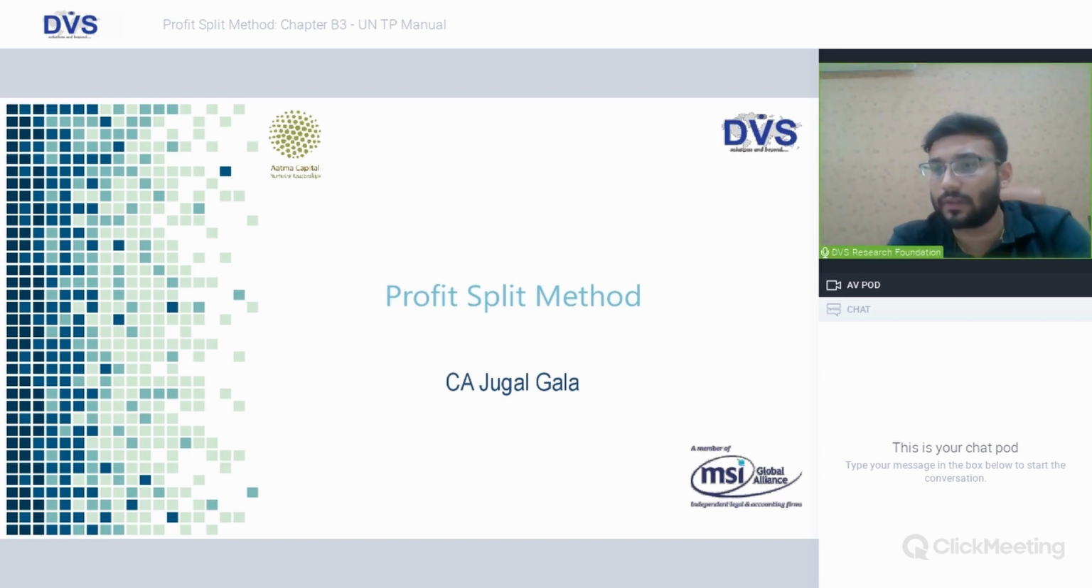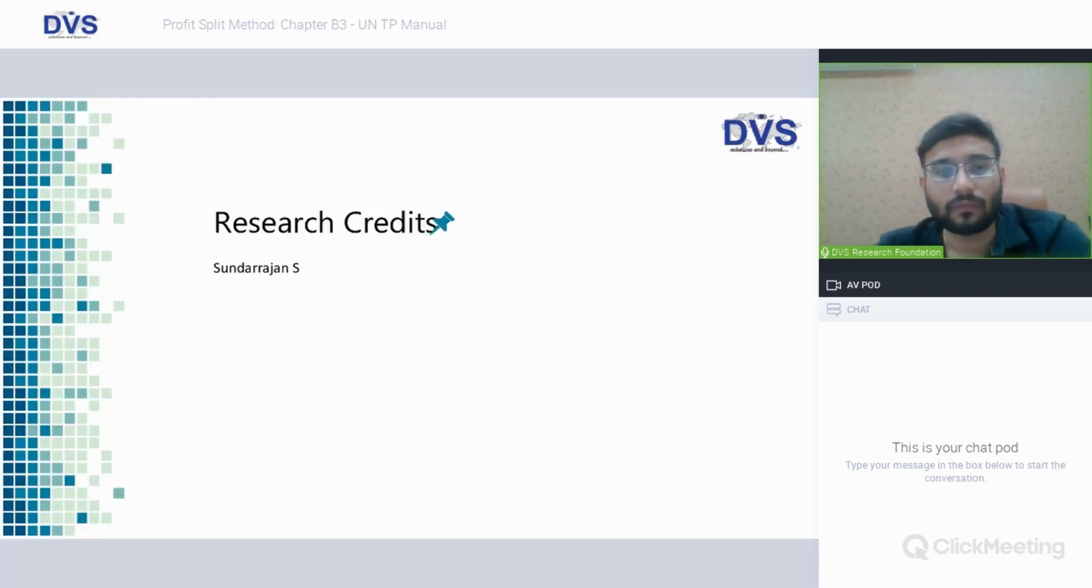So, this being chapter B3 in our UNTP manual. Last time we saw B2. Now we'll be focusing on chapter B3, which is on profit split method, as to how this method needs to be applied, where this method would be relevant, and where it won't be. So, some insights about this method.